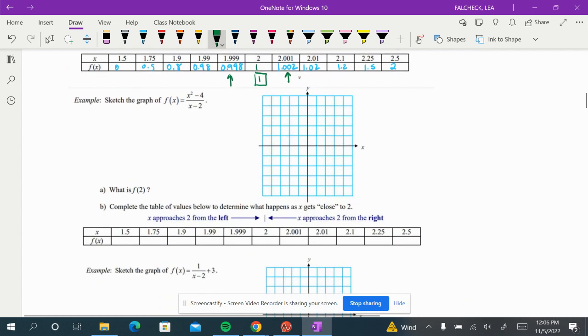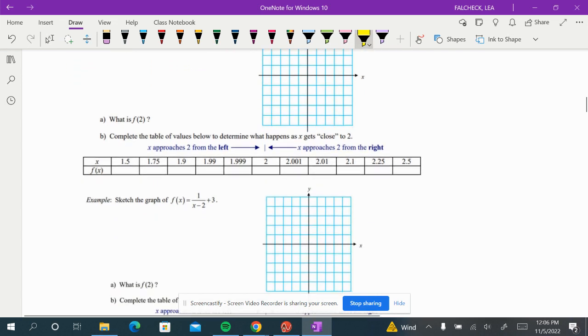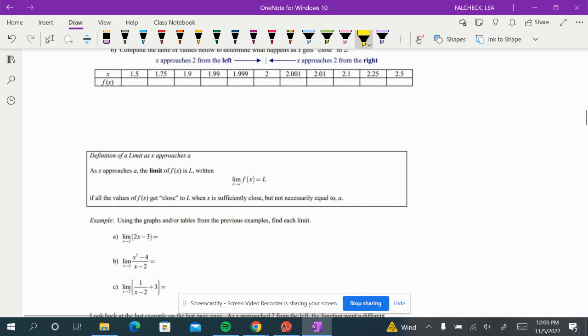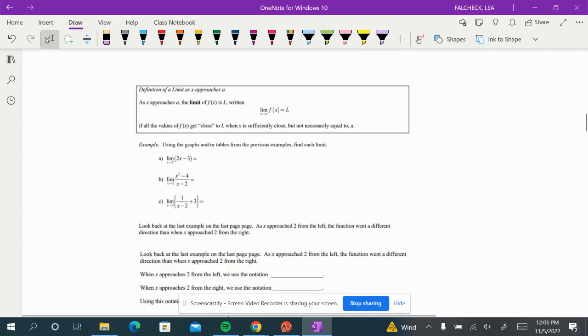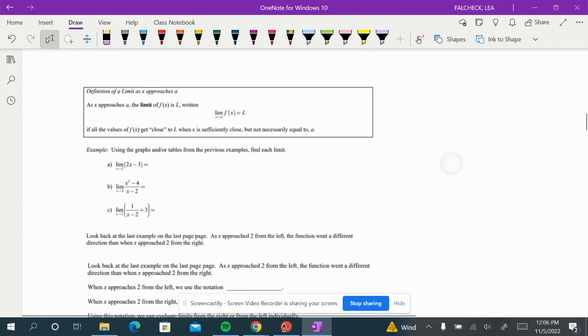Okay, so go ahead and pause the video, complete this next example here on your own, and then tie it all together by reading the definition of a limit as x approaches a.